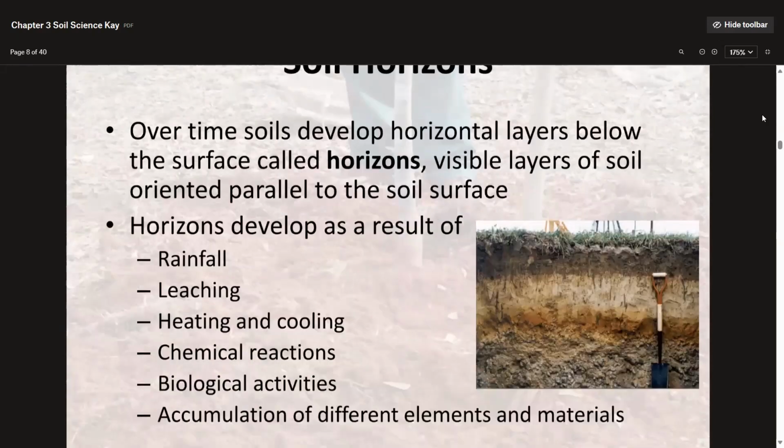Soil horizons form over time, right? They're visible layers. If you go in any construction site where they've dug down, this picture on the right is what you'll see. It looks layered. You drive out west, you'll see this all the time where they cut the highways through. You can still see the layers in that soil, right? The horizons develop as a result of rainfall, leaching, heating and cooling, chemical reactions, biological activities, and the accumulation of different elements and materials. So at the top, you can see that dark brown layer.